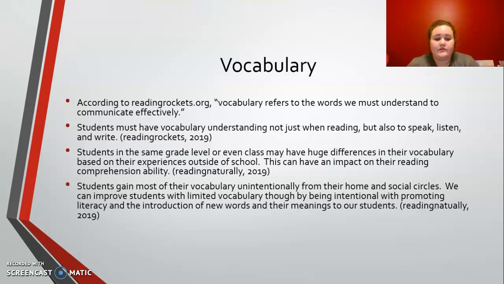Students can have a large difference in vocabularies based on their life outside of school. If they're in a home that is not literacy rich, they're not surrounded by a lot of different words, they are probably not going to have a very large vocabulary. Students that have had a lot more experience, they travel, they have a lot of books in their home, they watch educational things on TV, they have educational discussions, their vocabulary is usually going to be quite a bit larger.